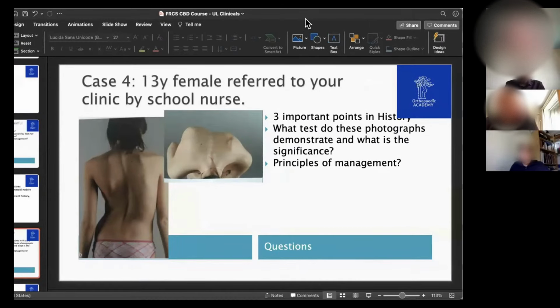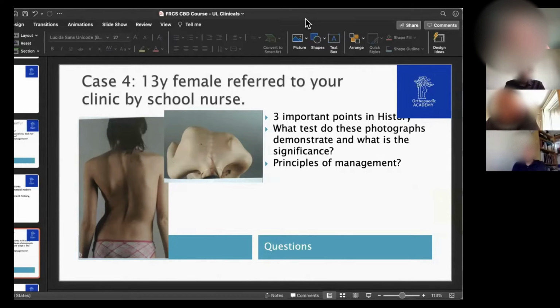So this is a clinical photograph showing this young lady's back, and on the left-hand side, and on the right-hand side it shows Adam's forward bending test. On the left-hand side, I can see a thoracolumbar curve with apex to the right, and a rib hump on the right-hand side.